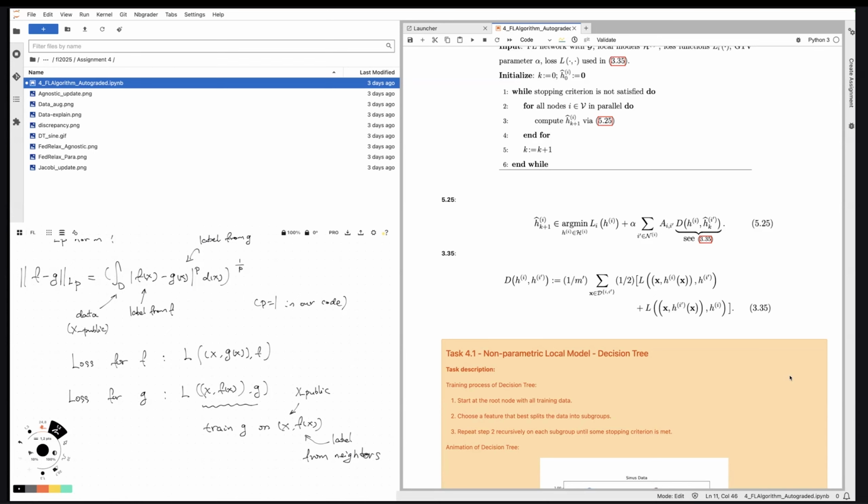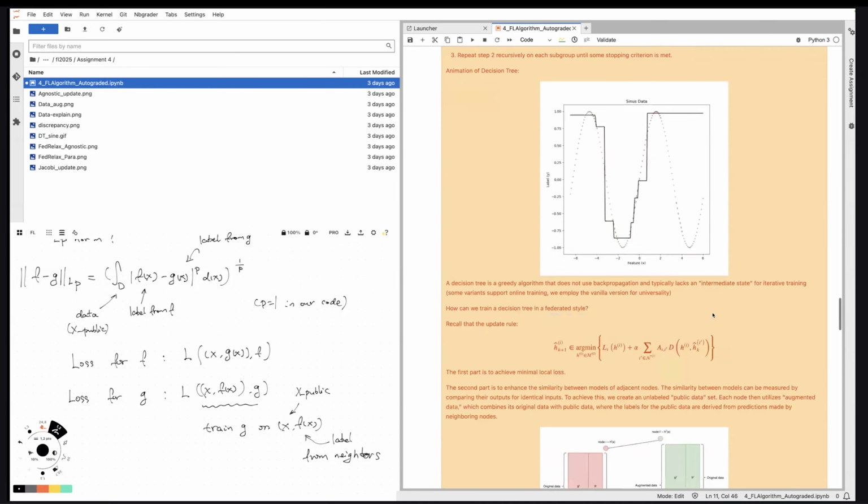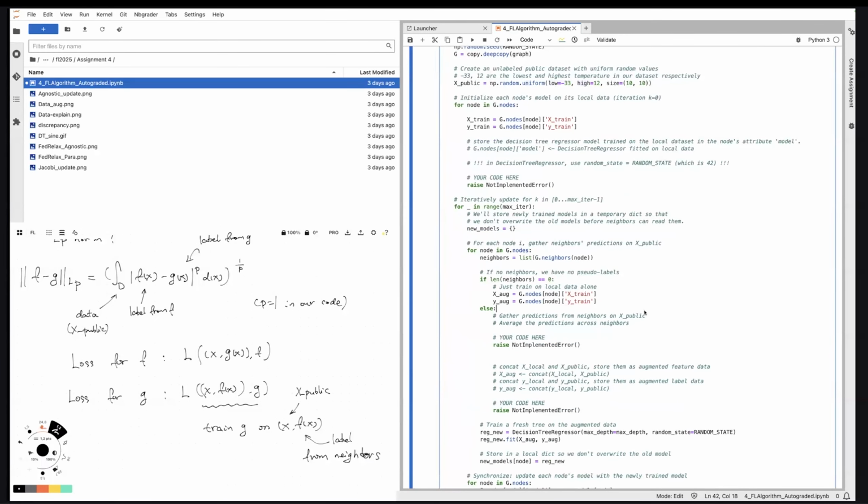Okay, we have a question: how do I receive neighbors from G? Yes, there must be some function in NetworkX that you can use to acquire the neighbors of every node. I don't remember it exactly, but there must be a function that can directly get the neighbors of nodes.